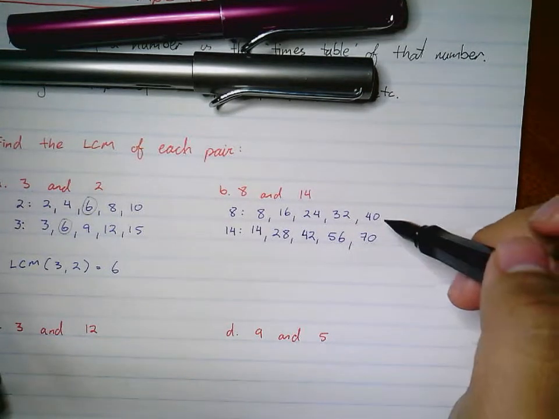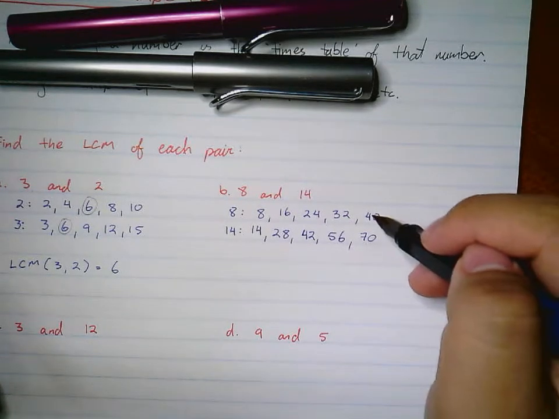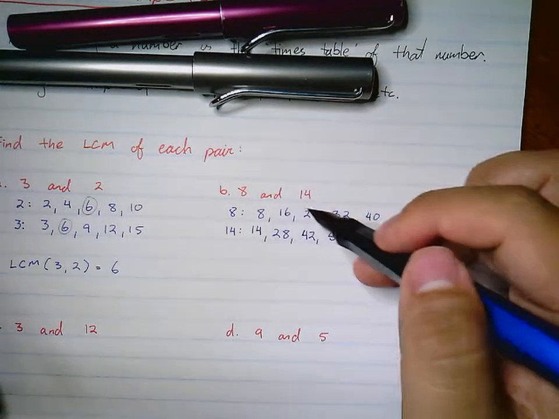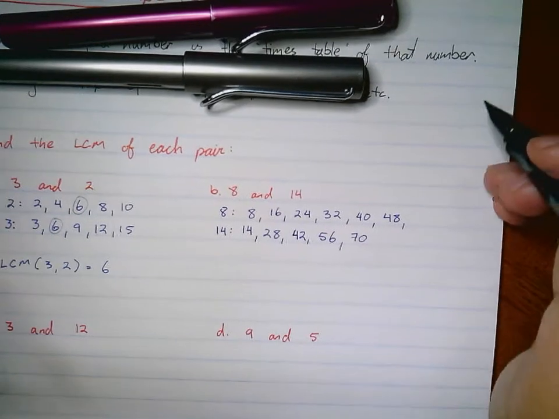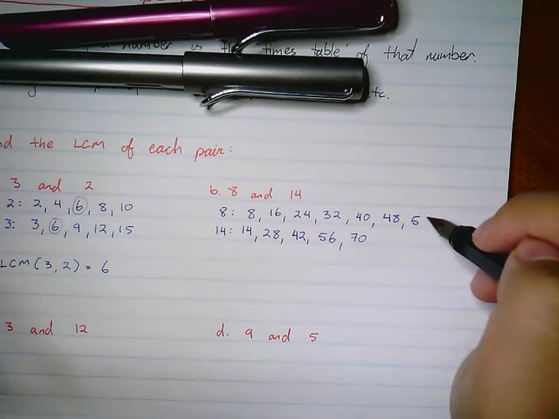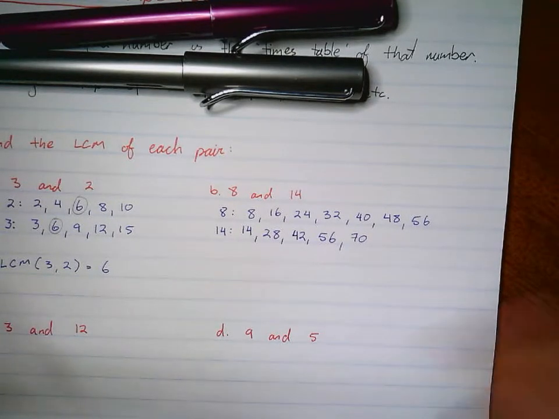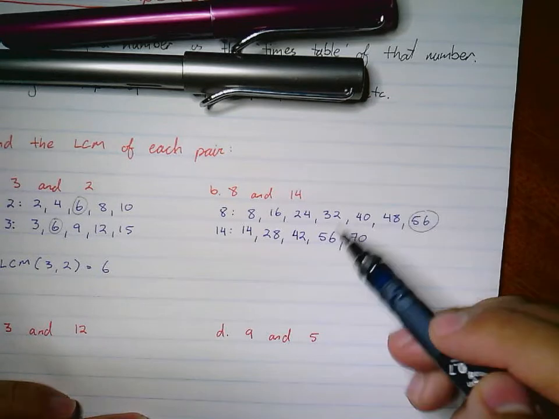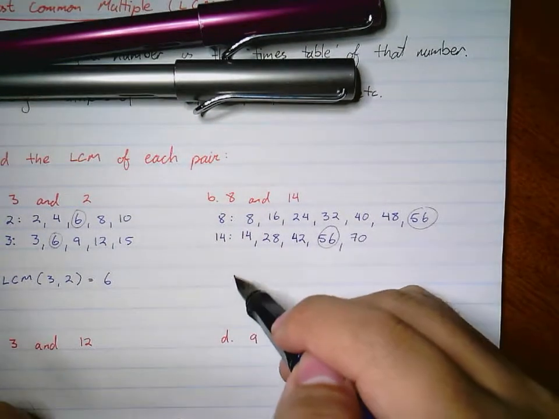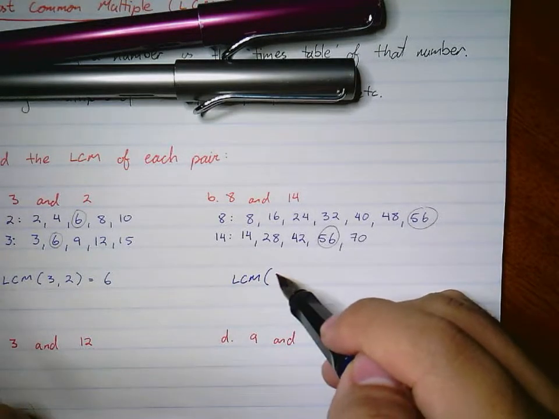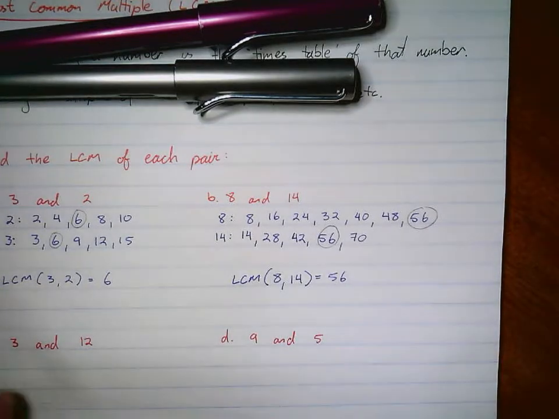Still none. So I guess we have to keep going with 8. So adding 8, 48. So 8, 16, 24, 32, 40, 48. There it is. I think it's going to be 56. Take a look. There it is. I can see it. 56 and 56. So the lowest common multiple between 8 and 14 is 56.